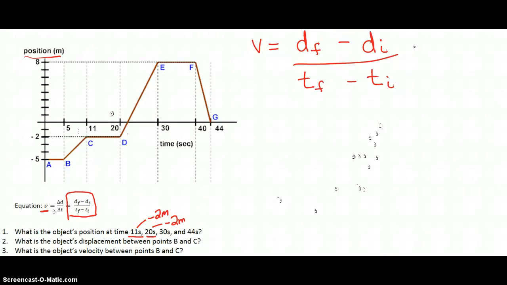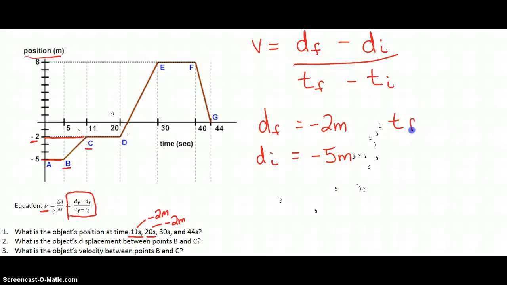So first, let's figure out what d sub f equals and d sub I equals. So my final position, at point C, is where I'm ending. My start position is at point B, and if I draw a graph here, I see I'm at negative 5 meters. Now I need to do the same thing with my times.